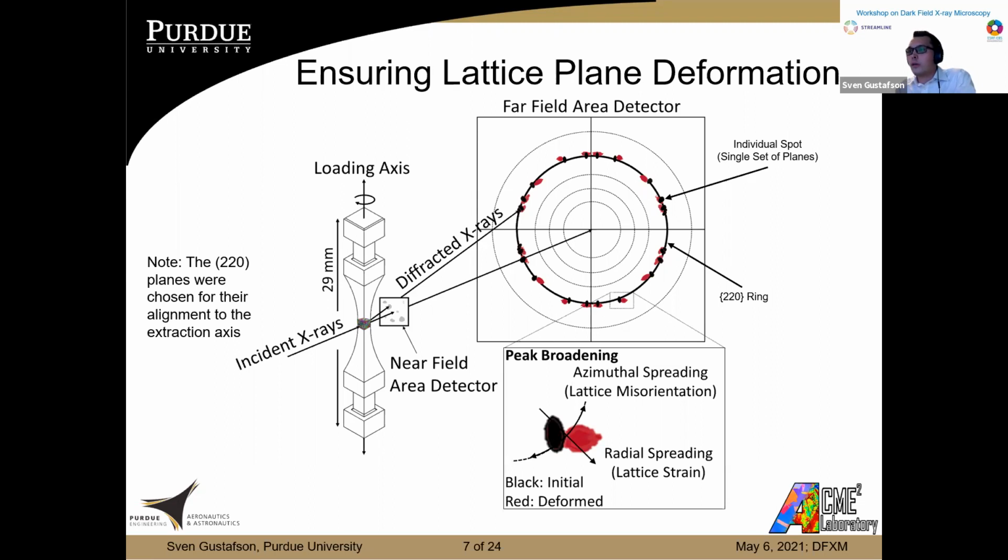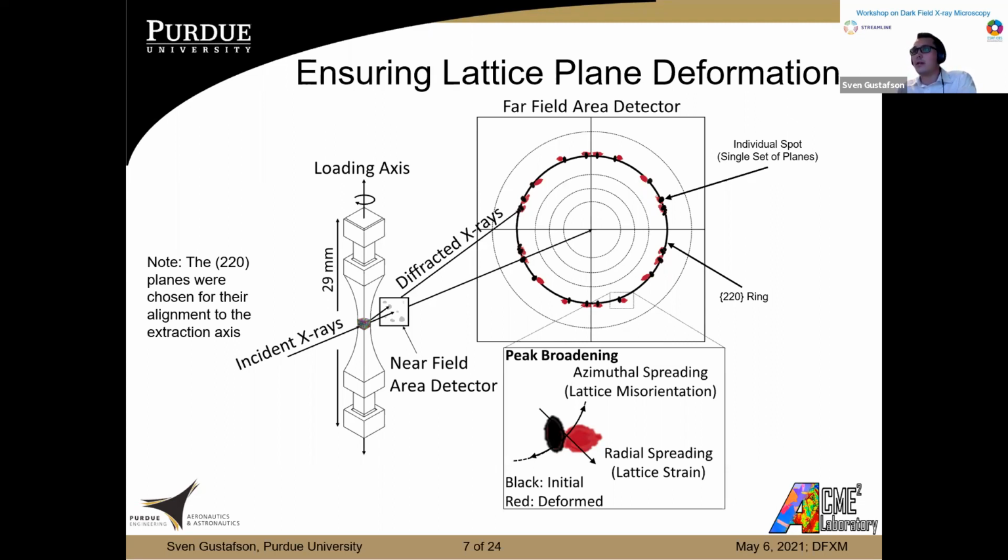And in particular, we're looking at two different metrics here. We're looking at azimuthal spreading and radial spreading. The azimuthal spreading shows us information about the lattice curvature that's contained within that single grain, whereas the radial spreading tells us about what the heterogeneous spread of elastic strains are within that grain. And so that's what we're looking at there. We wanted to find a grain that had clearly spread after fatigue loading. And so we found a few candidate grains there.